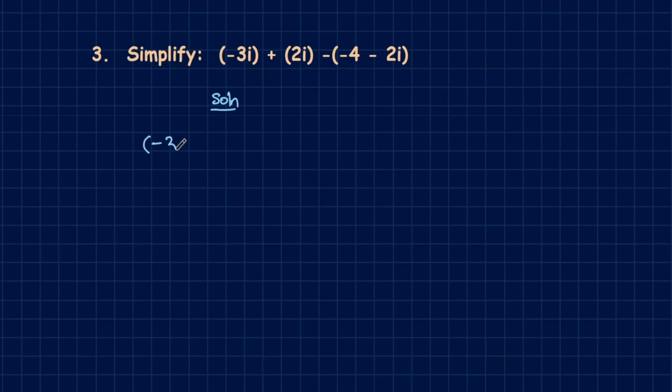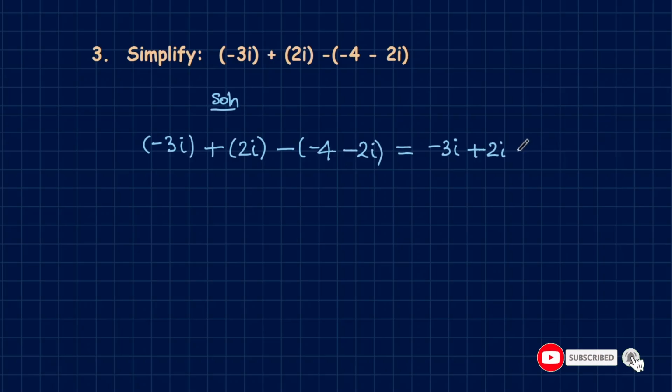We have our negative 3i. Let's first write the way it was written for us here, and we have 2i minus into negative 4 minus 2i. So here, this is equivalent of, we eliminate the brackets. Here we have negative 3i plus 2i, and here the negative, open up this bracket and changing everything to positive because we have negatives here in the two numbers, the real number and the imaginary number. So we have here plus 4 and also plus 2i.